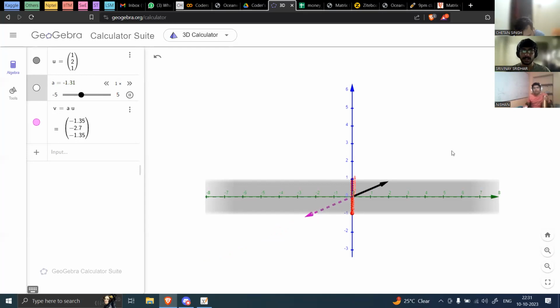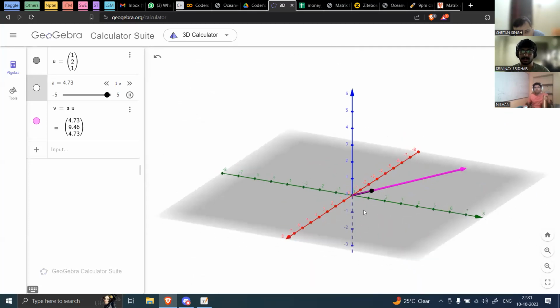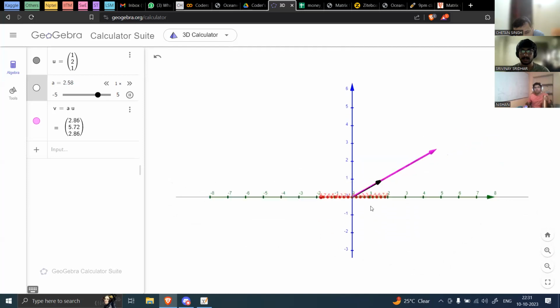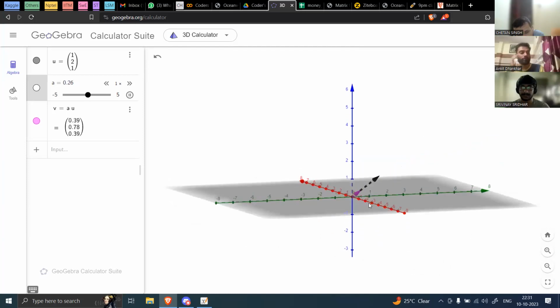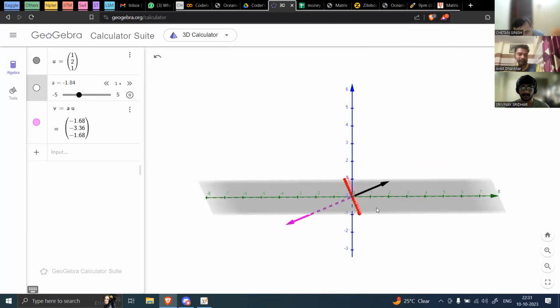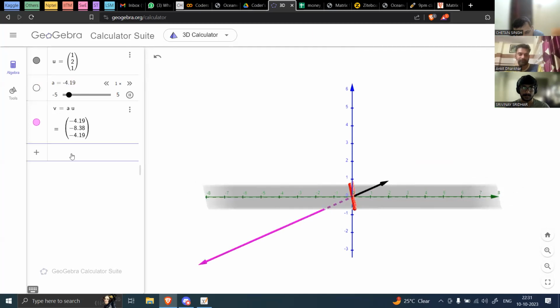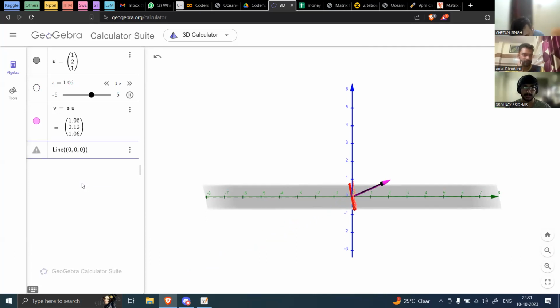So how would I finish them? Can anyone tell me how would I plot all the points on this? How would I plot it? Just draw a line that passes through the origin and one of these points. Okay. So I draw a line that passes through 0, 0, 0 and U.